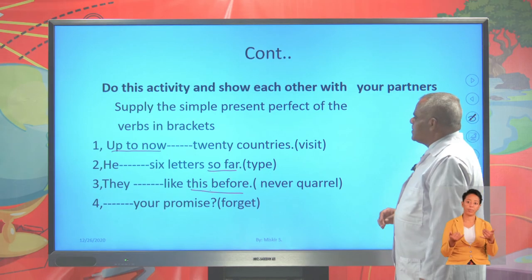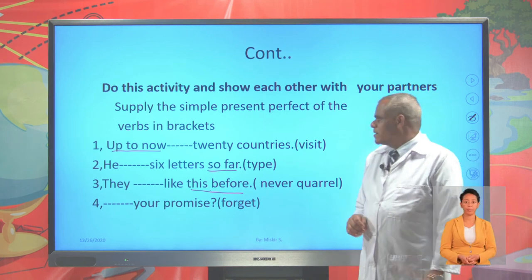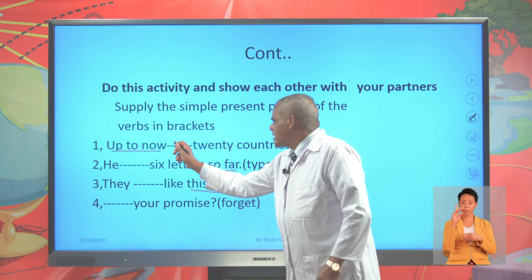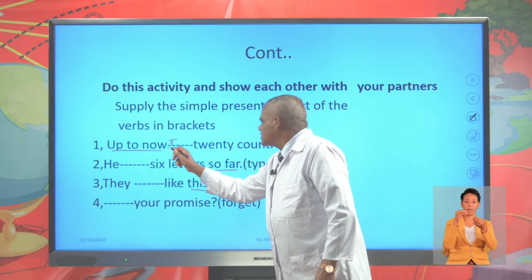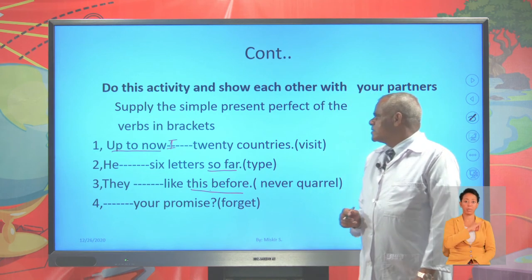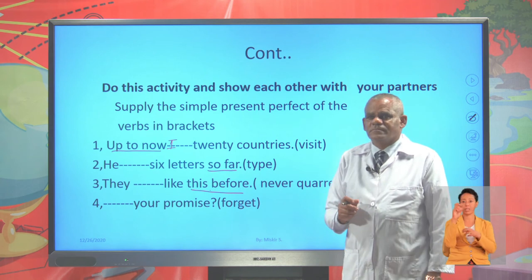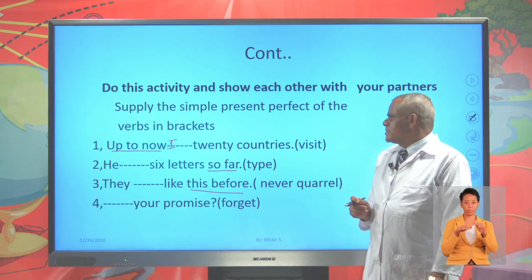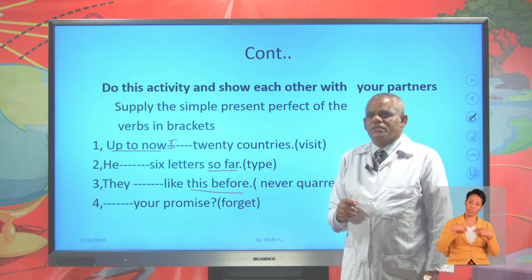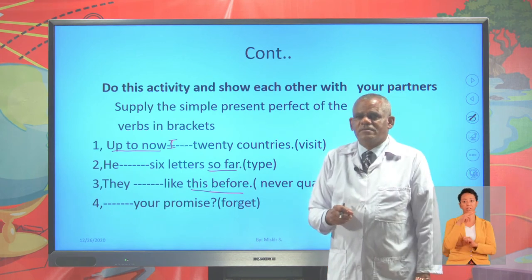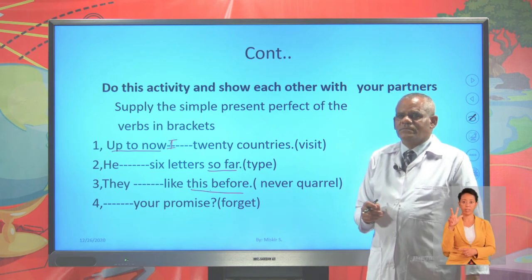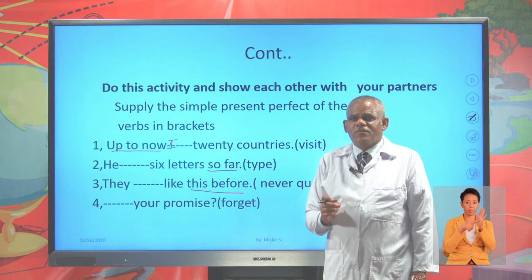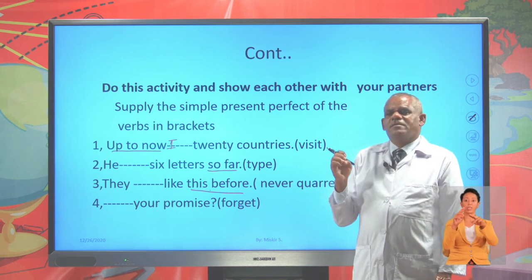Now, I would like to give you feedback for each activity. That's good. Up to now, I have visited 20 countries. You have to add the subject here, right? Any appropriate subject, or up to now, they have visited 20 countries. Any subject is possible in such a case. You can insert it. I have, we have, you have, in such a way. And then you change the verb found in the brackets into V3 form. It becomes the present perfect. And this implies the rule set in the second case, that's B.